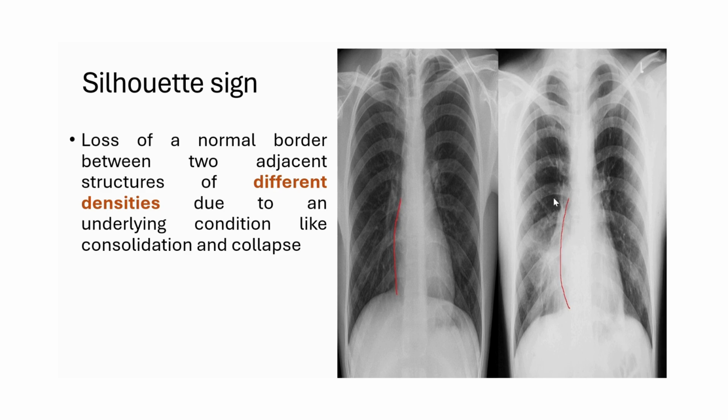As we see in this image, there is a radio opacity in the right lower zone causing obscuration of the right heart border, which is denoted by this red line. This is called the silhouette sign. This is specific for consolidation and collapse.